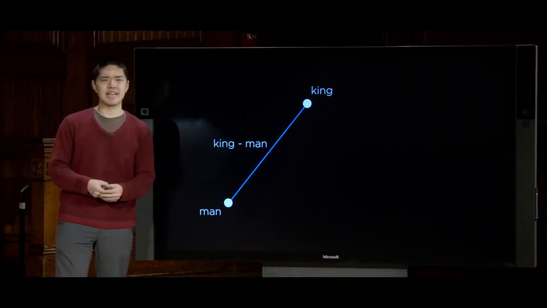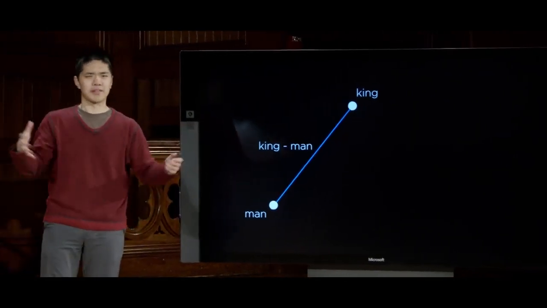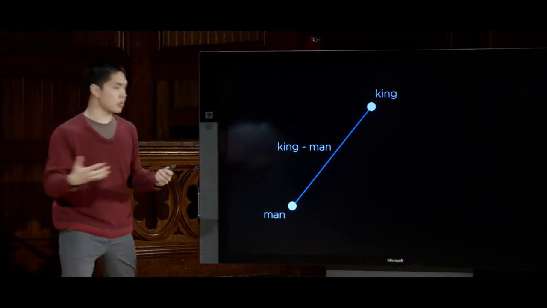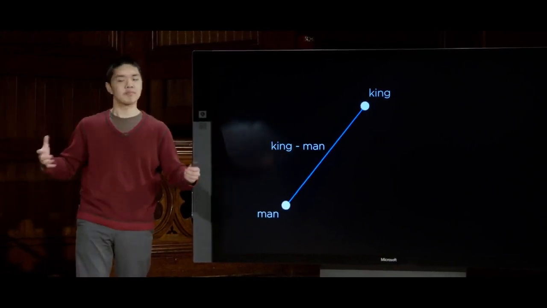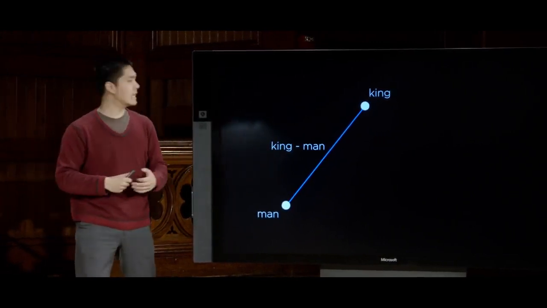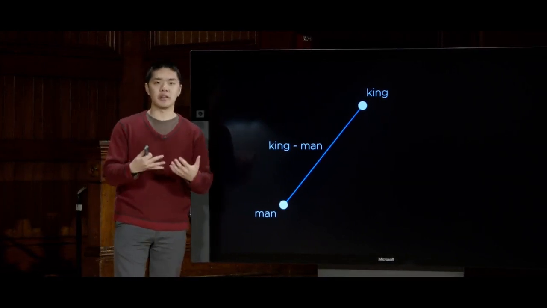Now, what does it mean to take a word and subtract another word? Normally, that doesn't make sense. In the world of vectors, though, you can take some vector, some sequence of numbers, subtract some other sequence of numbers, and get a new vector, a new sequence of numbers.